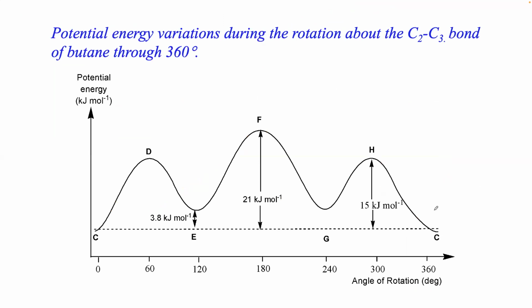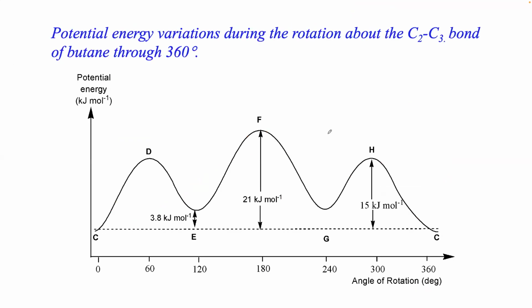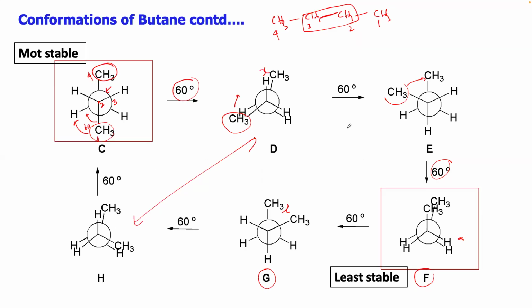Then if you draw the potential energy variation, I don't think they're asking for it, but you can draw. F is the highest potential one. See, because of the eclipse, it has the highest potential. It has the highest energy. That means unstable. And D and H, I told you they are the same. They are the same energy.